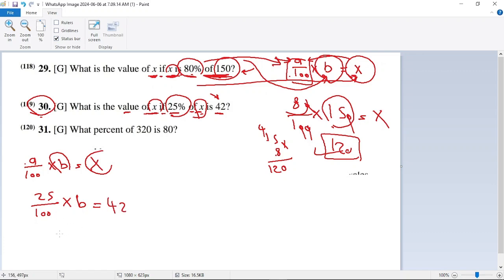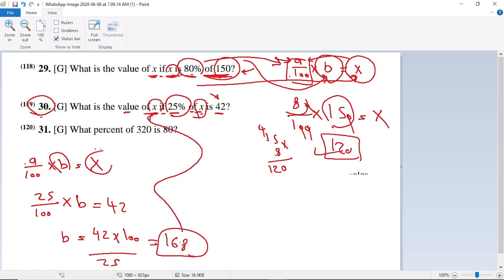So let's do the simplification. So this is B, so B will be equal to 42 multiplied by 100 over 25. Okay, so B will equal 168. So that means x will be 168. Okay?